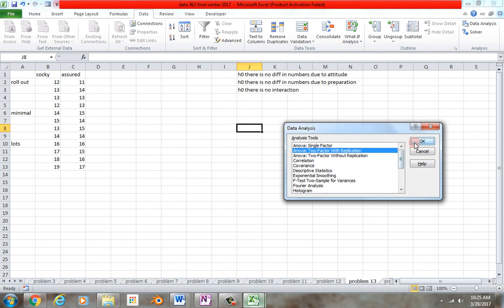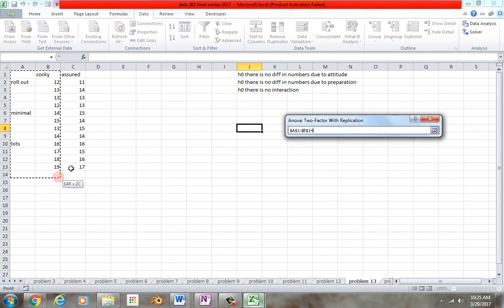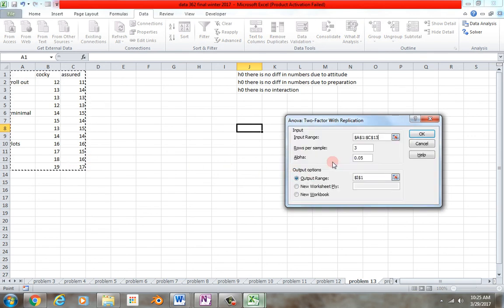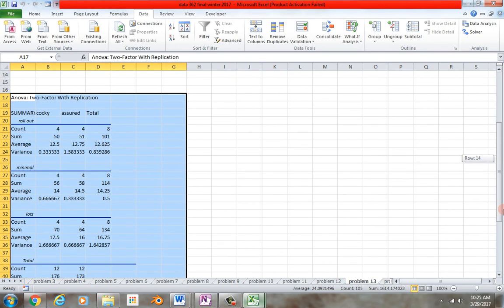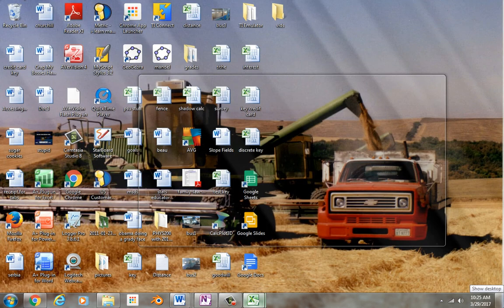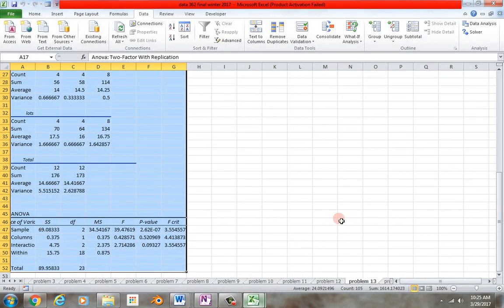Boom. I'm going to highlight this data. And how many rows now are there? There's 1, 2, 3, 4 rows this time. And I'm going to put my output range down here this time, I guess, because why not? Boom. And lo and behold, I get this stuff down here.